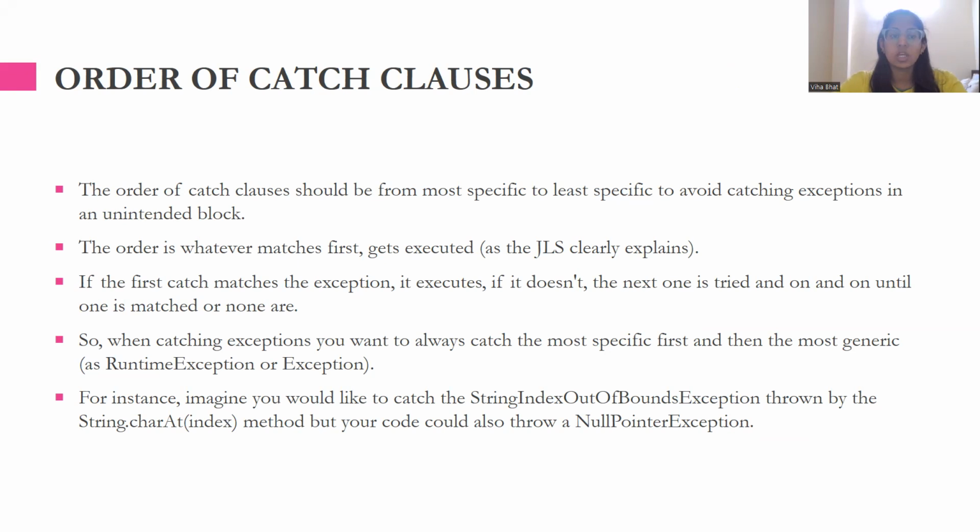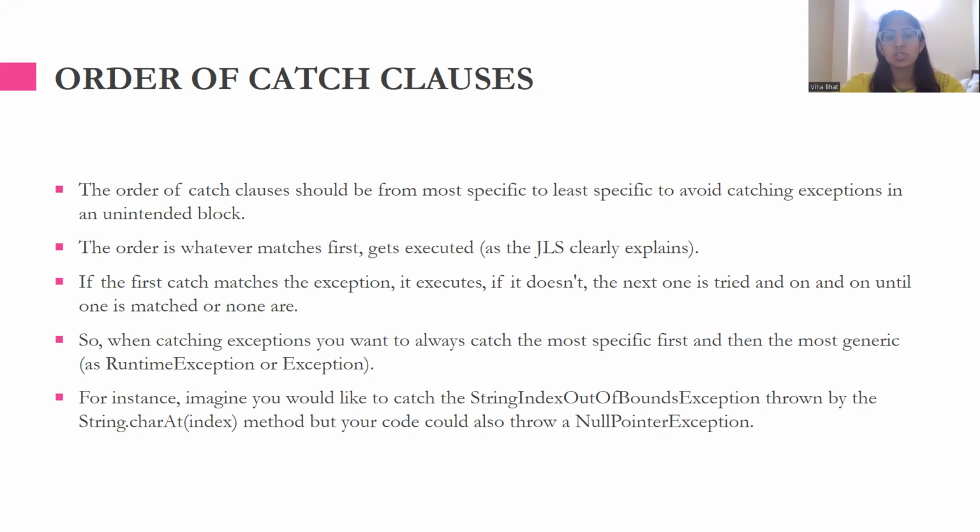Order of catch clauses. The order of catch clauses should be from most specific to least specific to avoid catching exceptions in an unintended block. In whatever order, the first match gets executed. So if the first catch matches the exception, it executes. If it doesn't, the next one is tried, and on until one is matched or none are.